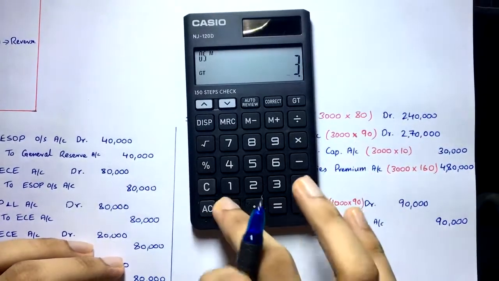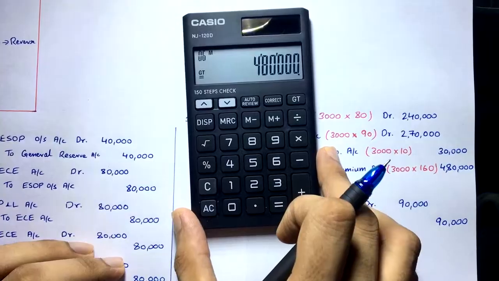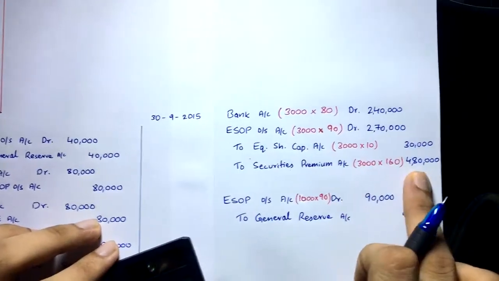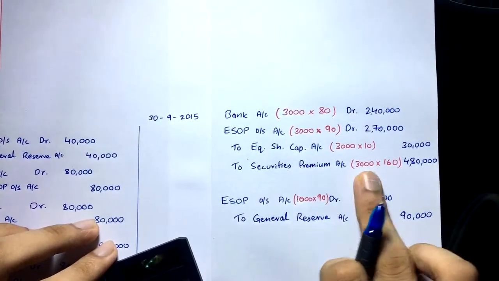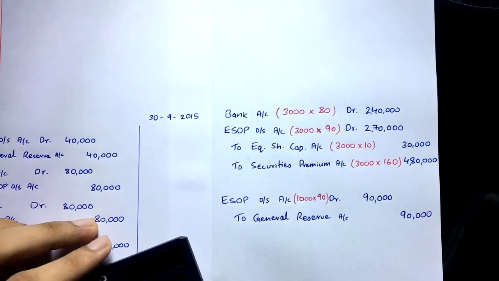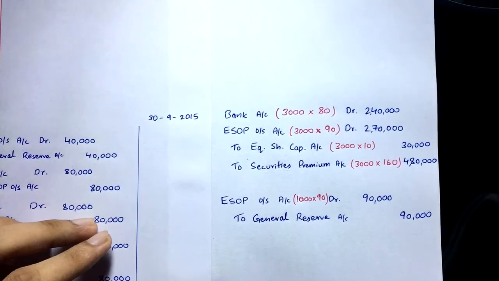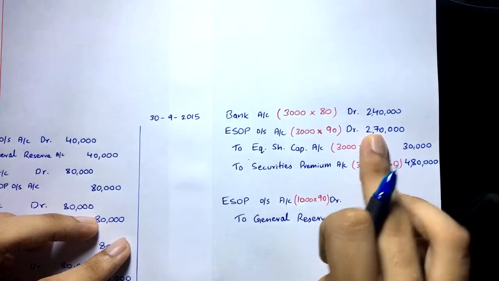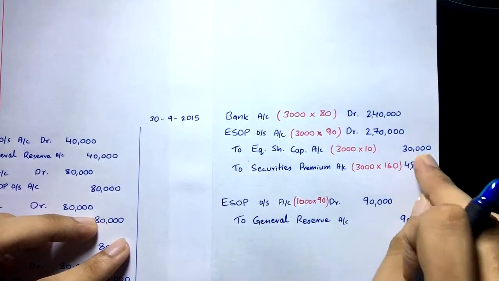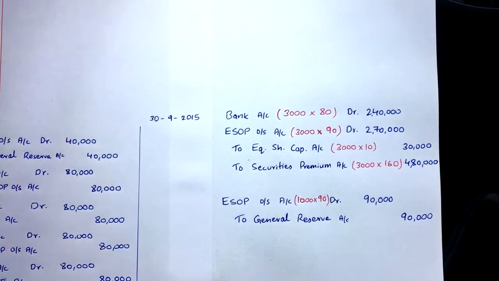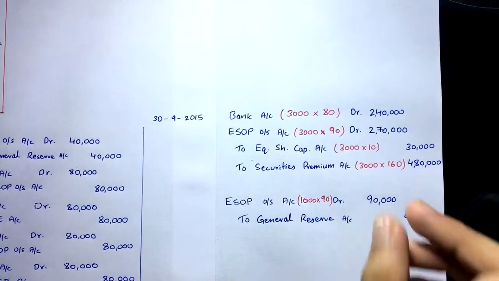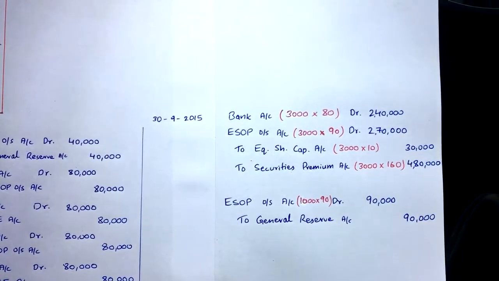So 160 into the option exercise into 3000, that's equal to 4,80,000. So securities premium will be 3 lakh into 160, 4,80,000. Or you can just take the balancing figure, 2,40,000 plus 2,70,000, minus 30, you will get 4,80,000. Like that also you can do. But it's better to show the calculation like this. Okay, it looks good, right?